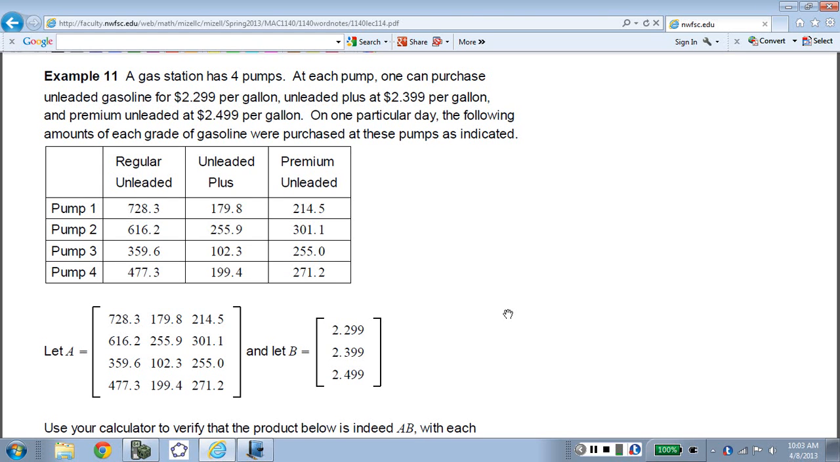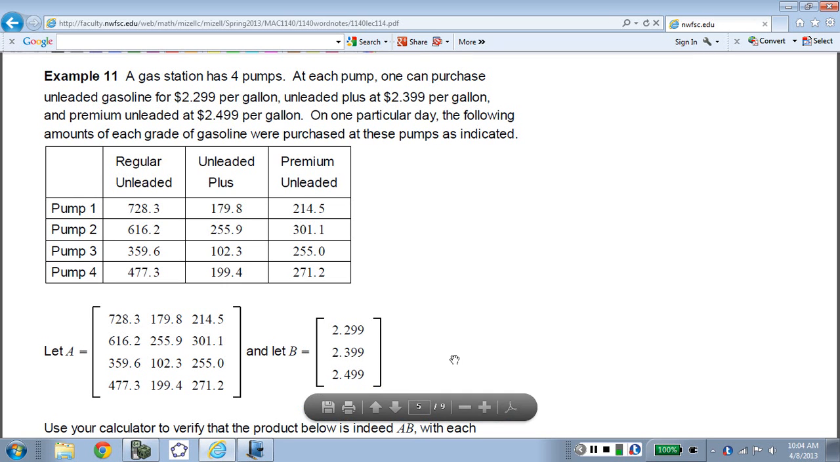Let's say that the gas station has 4 pumps and 3 grades of gasoline. So you feel like there's going to be a 12-entry matrix. Pumps 1, 2, 3, and 4. What we see on a particular day, the following amounts of each grade of gasoline, measured in gallons, were purchased at these pumps. So 728.3 gallons of regular unleaded were purchased from pump 1. 179.8 gallons of unleaded plus, and then 214.5 gallons of premium unleaded were purchased at pump 1, and so forth, all the way down that matrix. So we've got these two matrices, matrix A and matrix B.